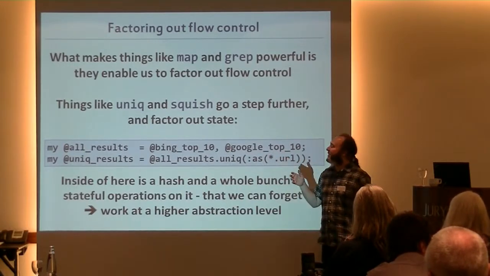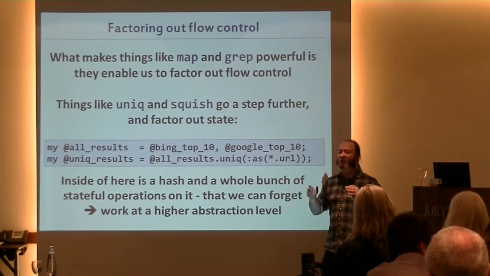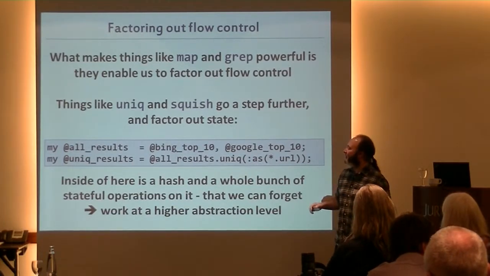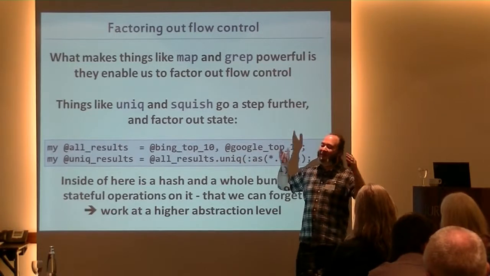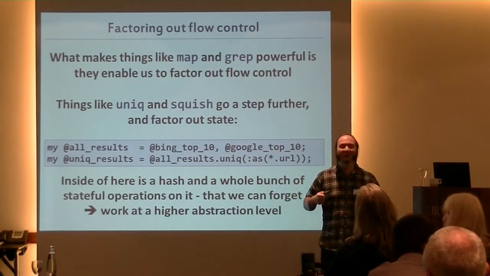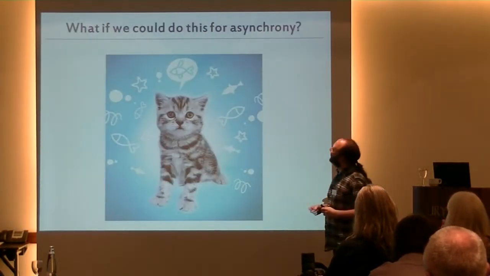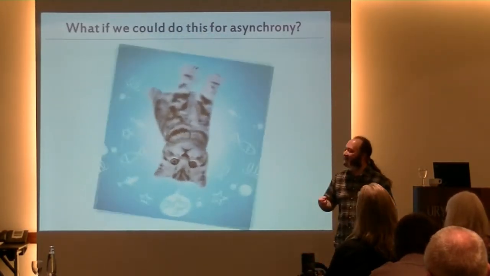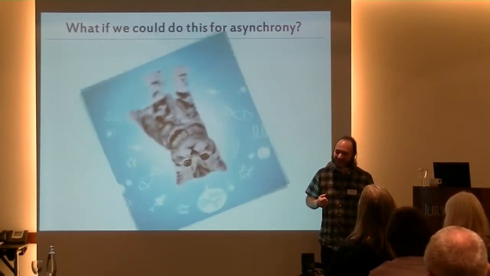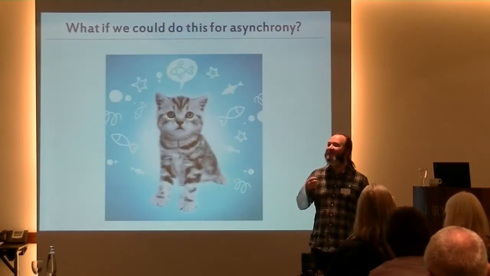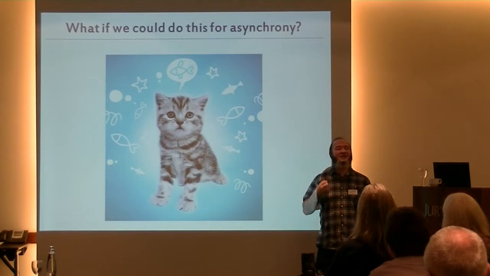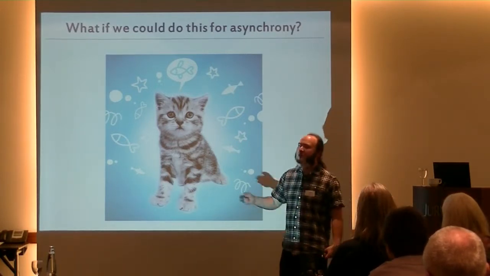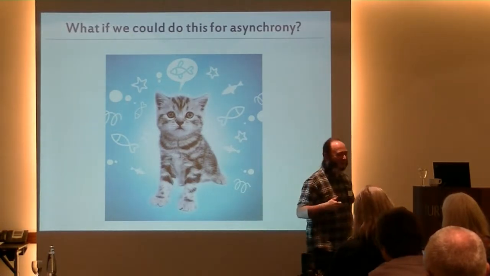And that's really nice because that means we don't have to look at our code and say, oh, it's doing some hash thing and so on. We can just look at it and say, oh, it's getting the unique ones. Just raising the abstraction level in our program. The thing about this is that we know how to do it for synchronous data. But what if we could do the same thing for asynchronous data? What if it was nice and easy to grep an event stream or map an event stream?